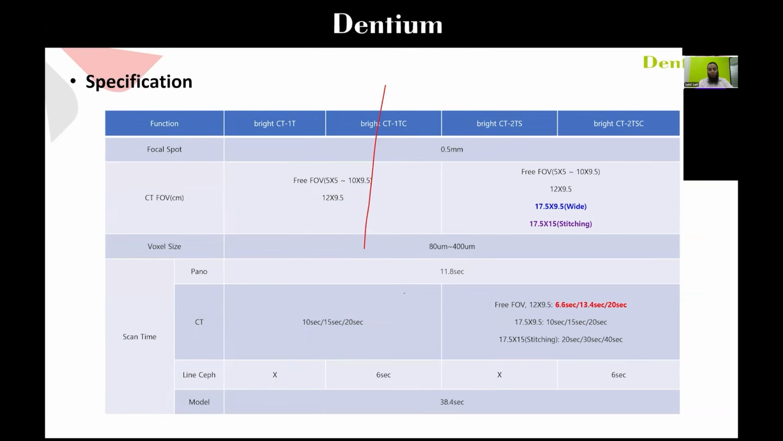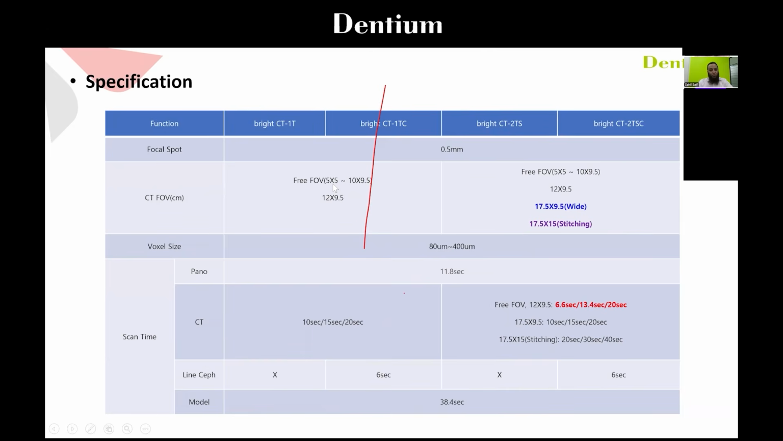15 is the height that comes with the stitching. Like we have to take two scans and we will get one scan. But without stitch, it is 9.5 only. So basically, this is the major difference between the two models. And one more thing we have here, if we compare to another brand, the free FOV function is there. You can see here the free FOV 5 by 5 to 10 by 9.5.